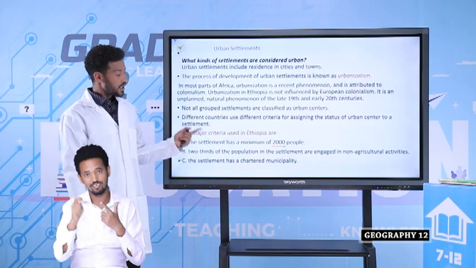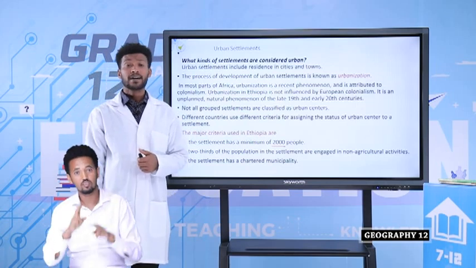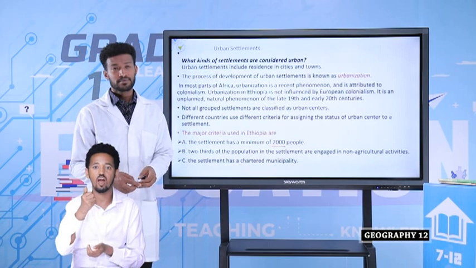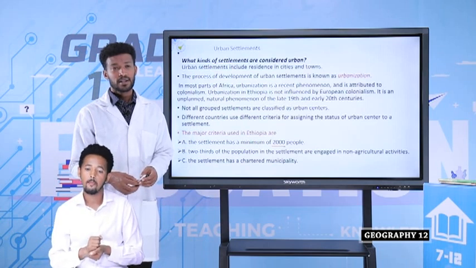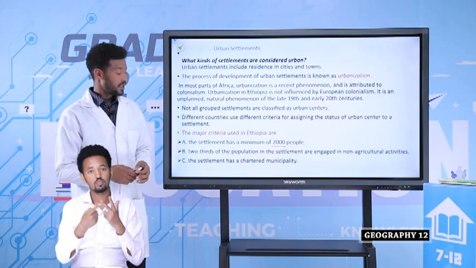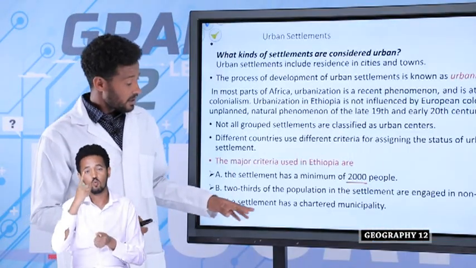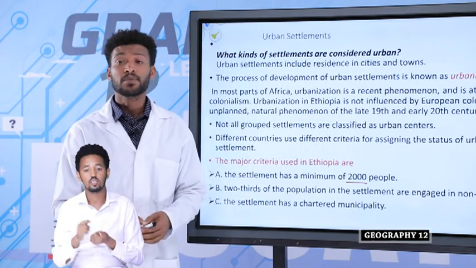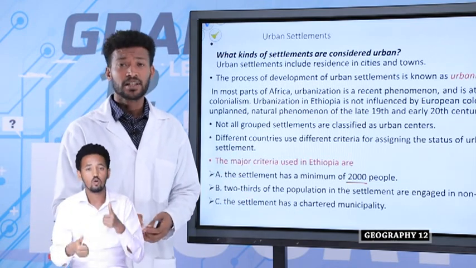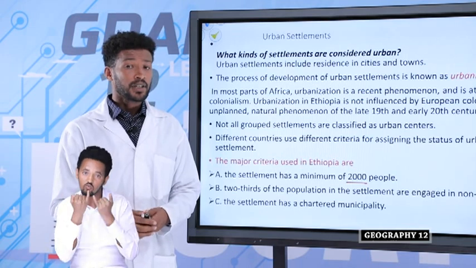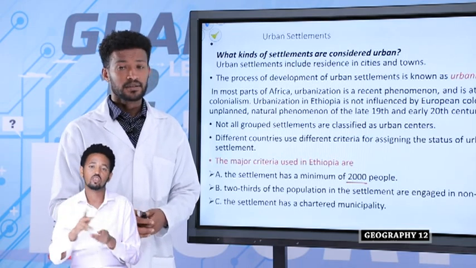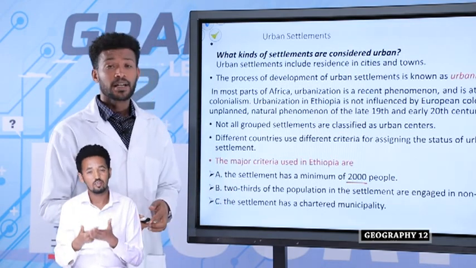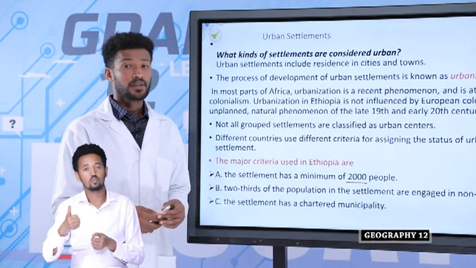Second, two-thirds of the population in the settlement have to engage in non-agricultural economic activity. And the third one is, one place has to be chartered, or it needs to have a chartered municipality which registers information about a given population of that country. So these are the major criteria of Ethiopian population settlements.